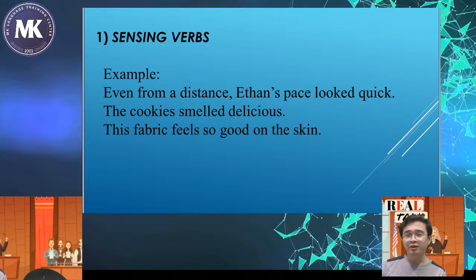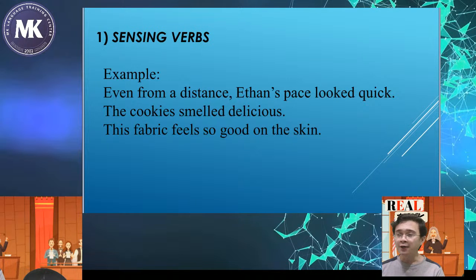For example, even from a distance, Ethan's pace is quick. Looked quick is quick. So they're quite the same. The cookies smelled delicious. The cookies were delicious. So of course, it's also quite the same. And this fabric feels so good on the skin. This one is kind of difficult. This fabric is so good on the skin. So that's why sometimes for sensing verbs, it's also possible that we can change them into linking verbs.